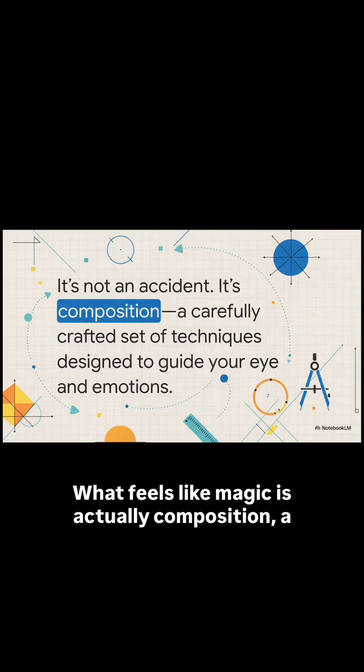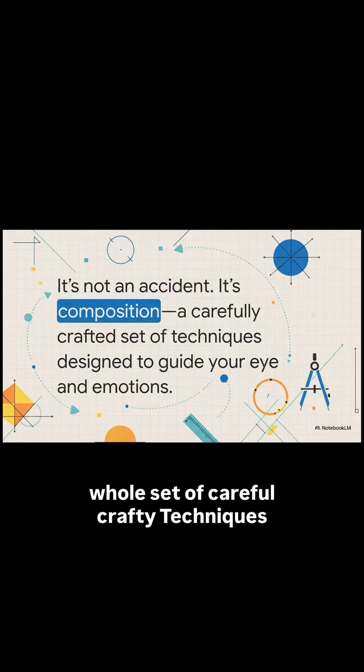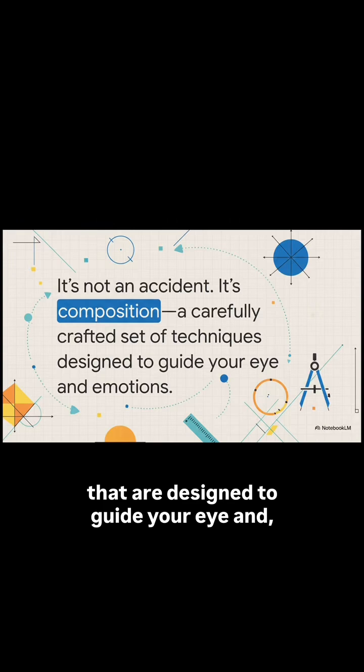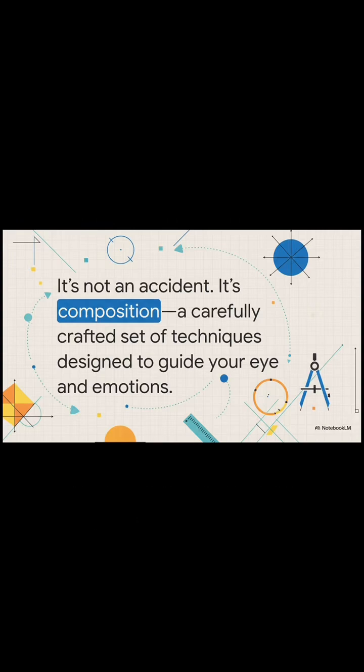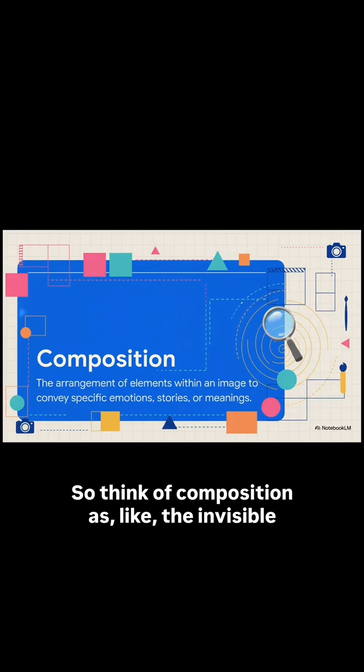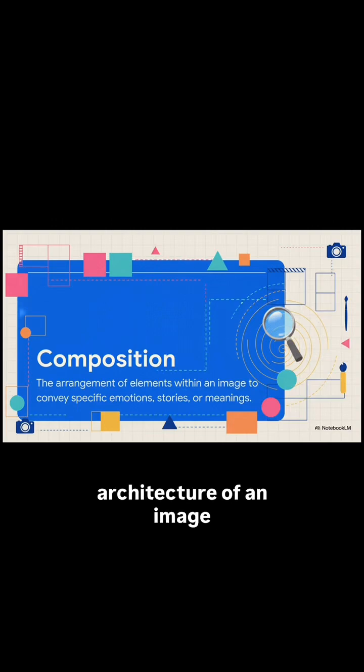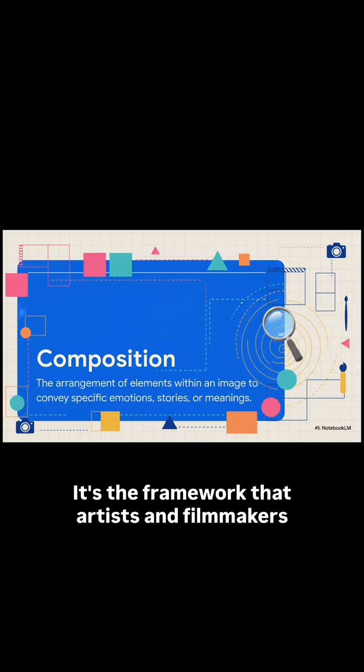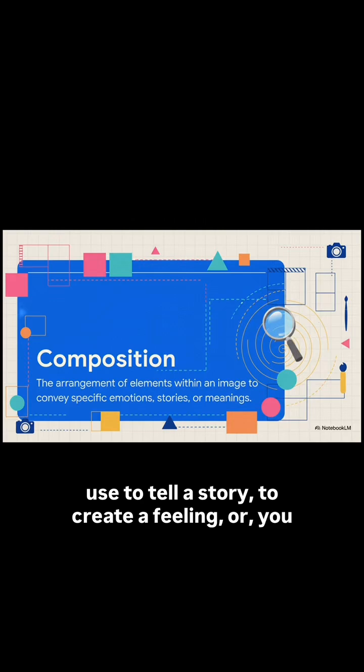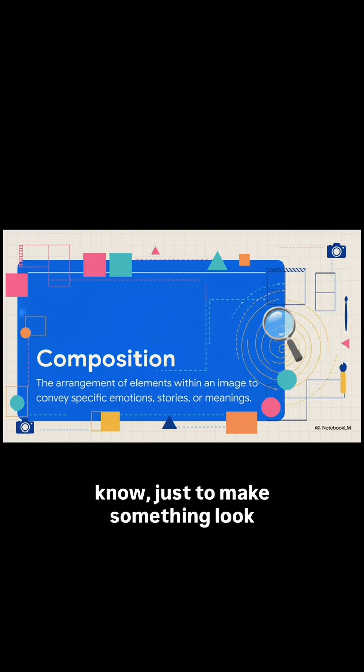What feels like magic is actually composition, a whole set of carefully crafted techniques that are designed to guide your eye and, more importantly, your emotions. So think of composition as the invisible architecture of an image. It's the framework that artists and filmmakers use to tell a story, to create a feeling, or just to make something look incredibly cool. It's their secret language.